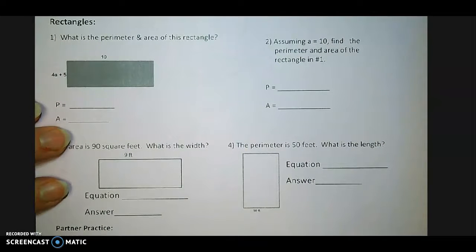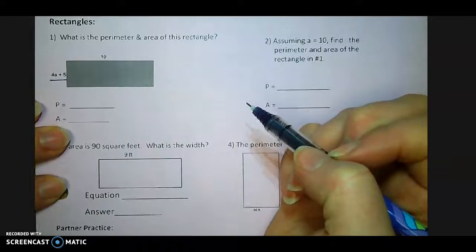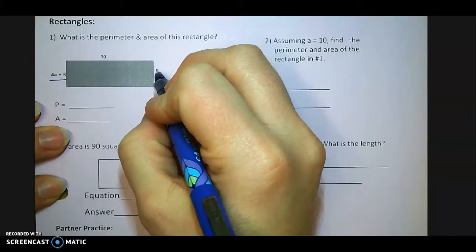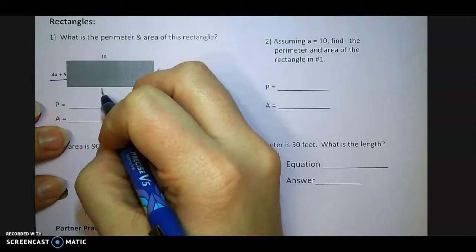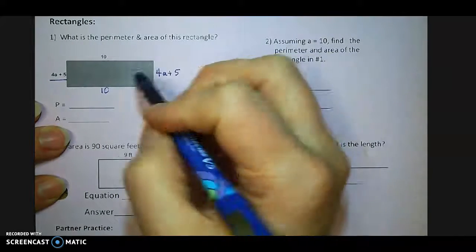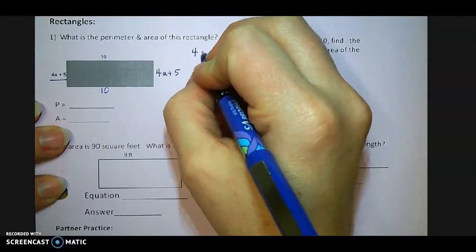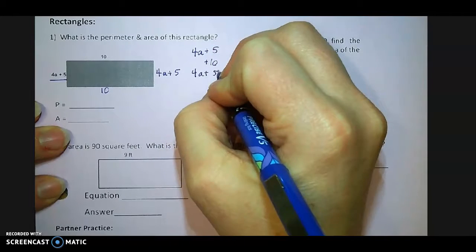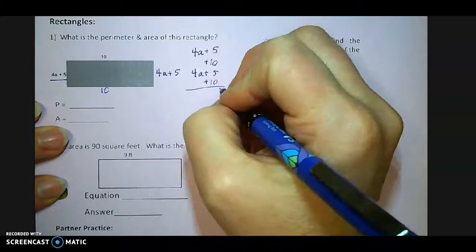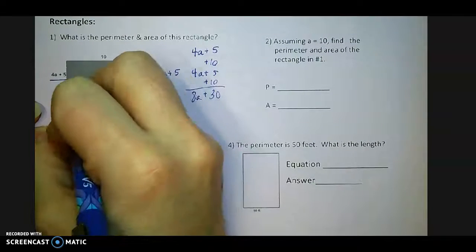So, first we're going to do some rectangles, and it says, what is the perimeter and area of this rectangle? So, I have an expression for one of my side lengths. Now, that means, because it's a rectangle, that same expression describes that side length as well. This side length is 10, which means that is also 10. Now I can do a couple of things. I can either add them all up and combine like terms. So I could write 4a plus 5 plus 10 plus 4a plus 5 plus 10. And I could add them all up that way. And I would get 8a plus 30 for my perimeter.